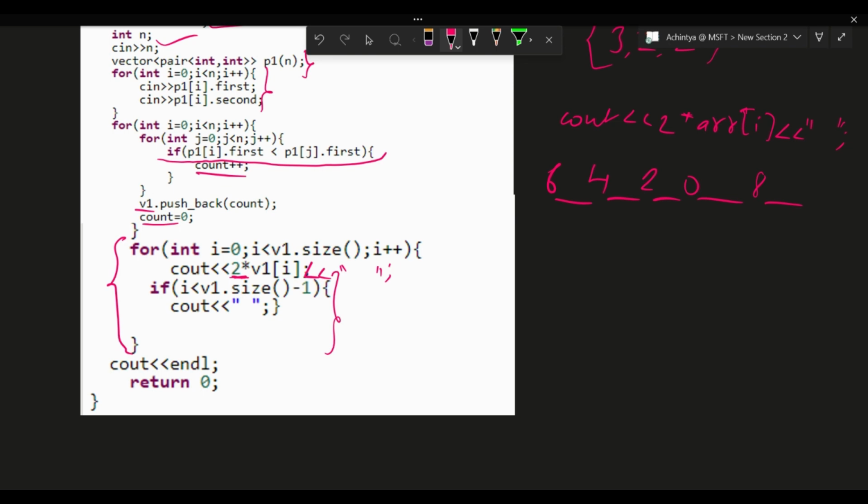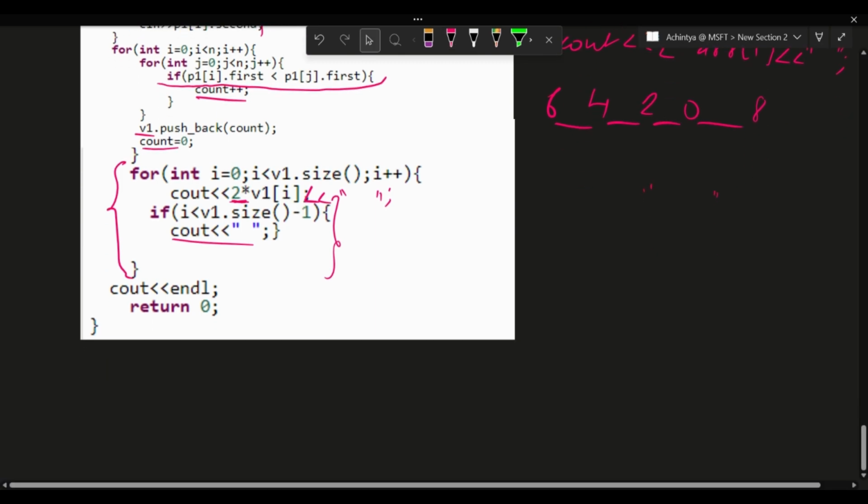That is according to the output format given in the question. That's why I need to print the space one less than the size of the array. Suppose my size is 5, I need to print the space only 4 times, not the last time. So for that reason I have kept the condition that if my i is less than v1 dot size minus 1, that is 5 minus 1, then only I give a space, otherwise I don't. The last one won't be taken into consideration. And after this I have given a cout endl because it was given in the output format. And after this we have our question done.